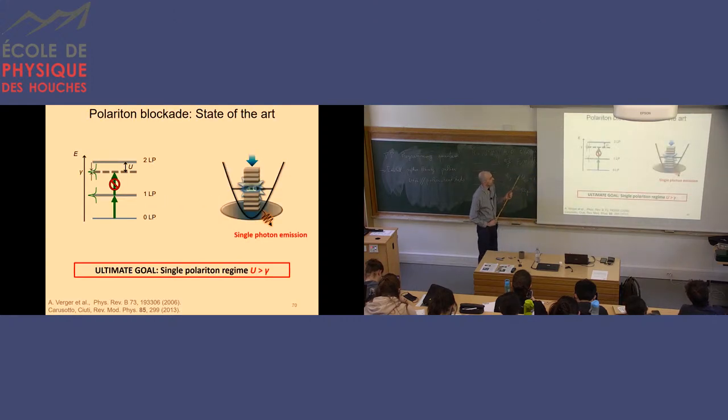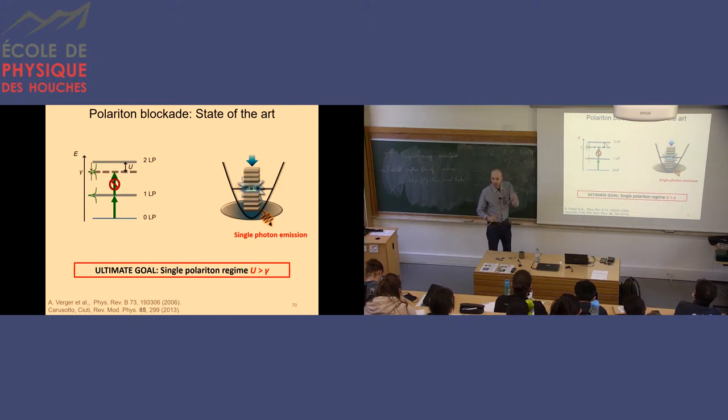So the general goal is the following. You want to reach the polariton blockade. I drew again this anharmonic energy ladder for the polariton. You have this photon energy here, you place a second photon, and you have a displacement due to the interaction. What you want is to compare this interaction value to something, and the something in our case is gamma.